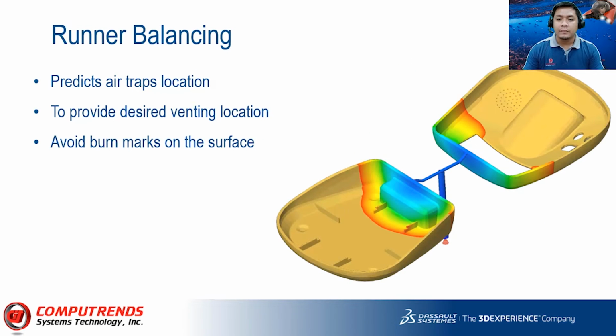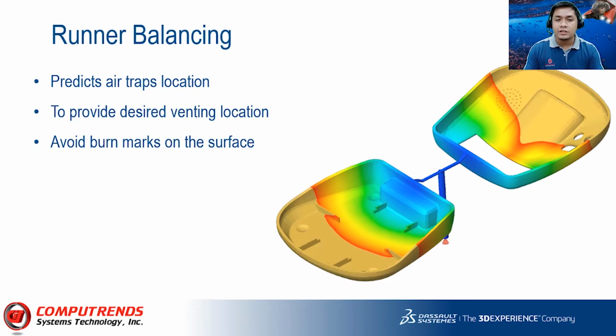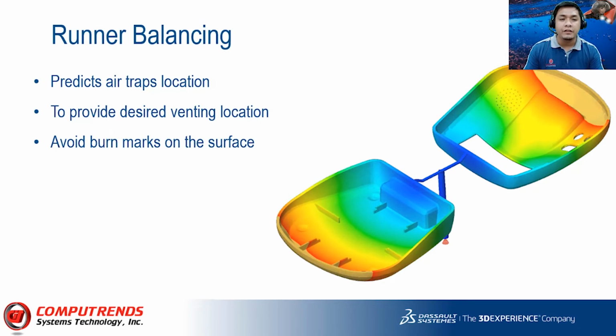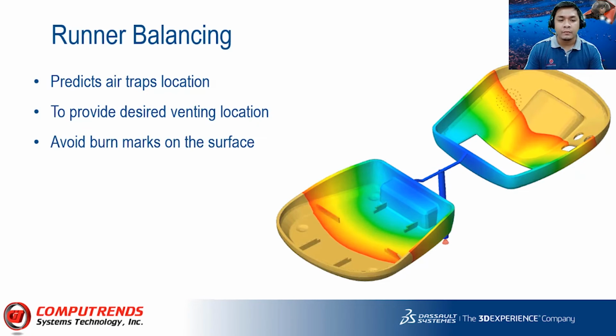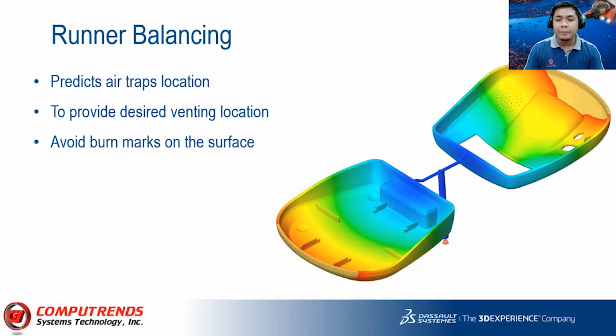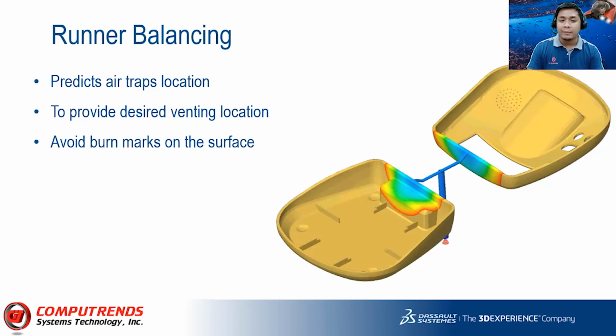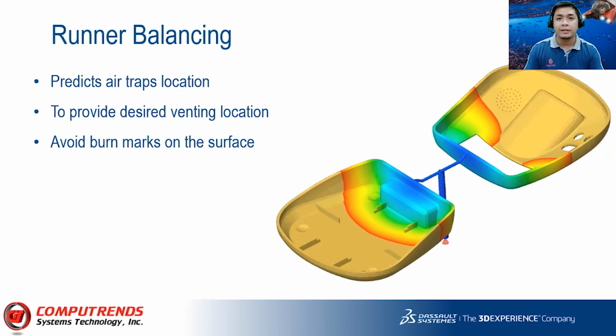Runner balancing. The goal of runner balancing is consistent filling of each individual cavity at once. This can be achieved by different sizes of sprue channels. SolidWorks Plastics can repeatedly calculate the optimal sprue diameter for a consistent filling pattern.